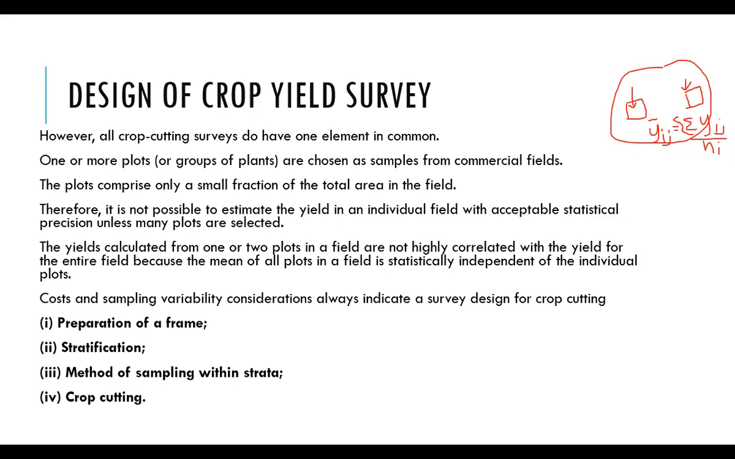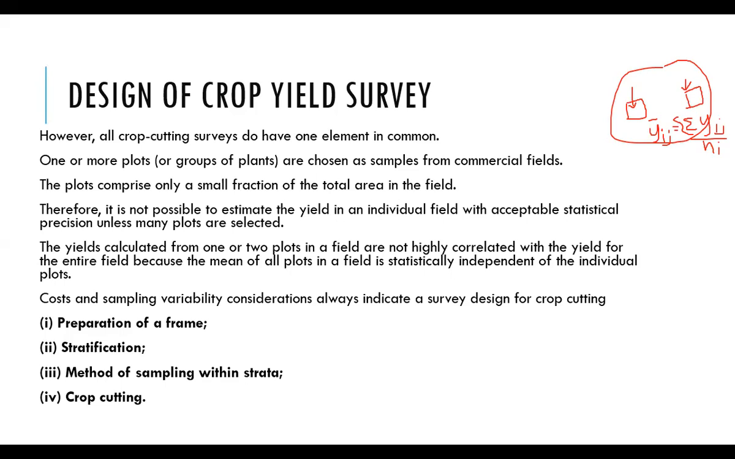Now the four main steps every crop cutting survey will go through are: one, preparation of a frame for the survey; two, the stratification method; three, the method of sampling itself. How do we sample from the various strata? And finally, the fourth point: how do we crop cut and run estimation? So these are the four steps.